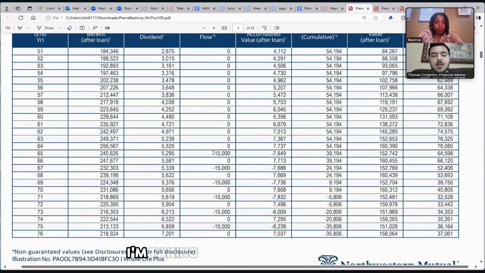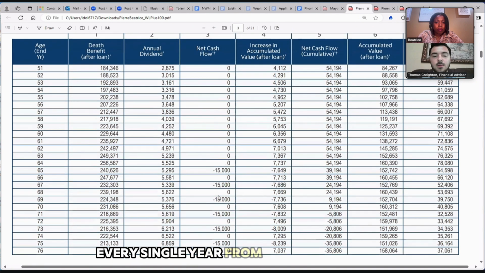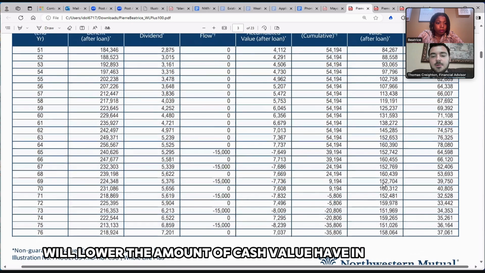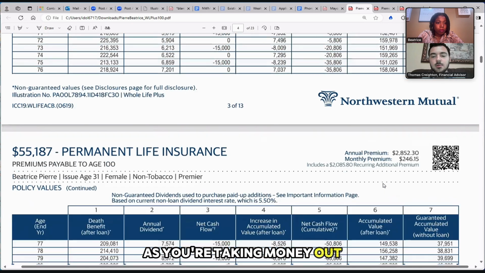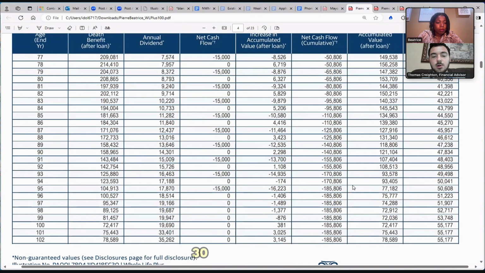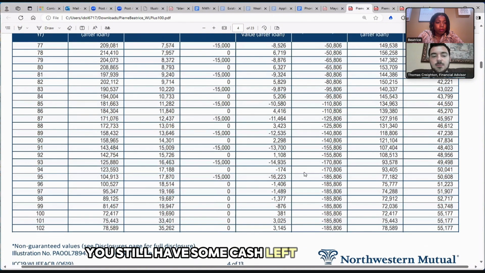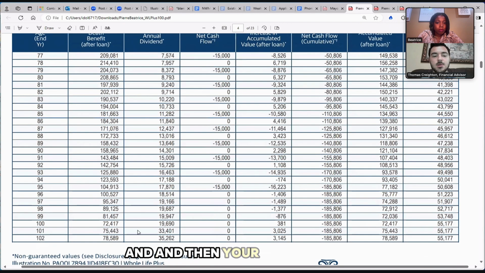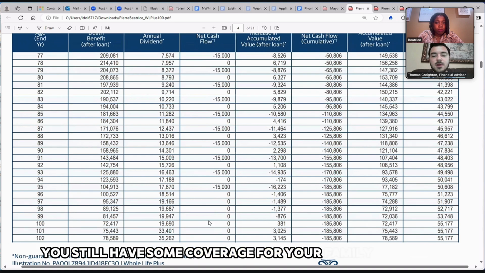And I just show, hey, I'm taking out money, in this case, 15,000. Could be more or less than that, but withdrawing that every single year from someone's policy, yes, it does lower your death benefit, but as you see, you still have coverage in force, and it will also lower the amount of cash value you have in the policy as you're taking money out. But even still, after taking that money out, call it every other year for the next 20, 30 years, you still have some cash left in that policy. This way you didn't have to pay taxes on it. And then your death benefit, of course, you still have some coverage for your family left over as well.